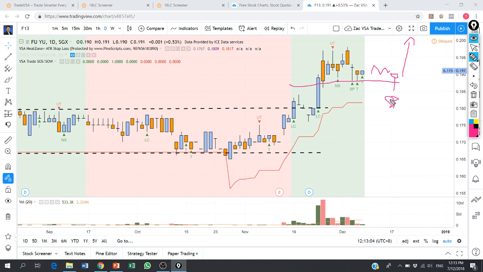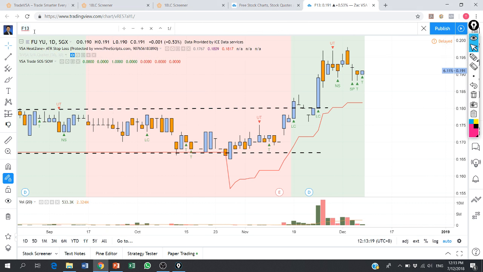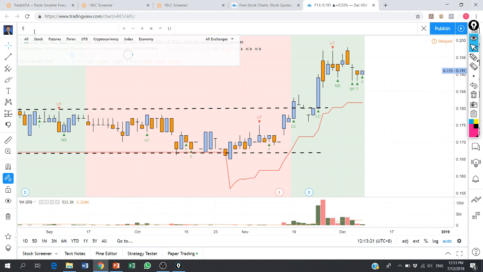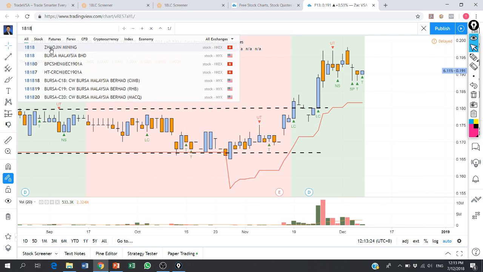But definitely based on the current chart, I can see this is stage 2, with a very good, solid stage 1. So definitely there's a lot of strength in the background. So this is the second stock that we had for last week. The third one that I have is from Hong Kong, Zhongqing Mining.